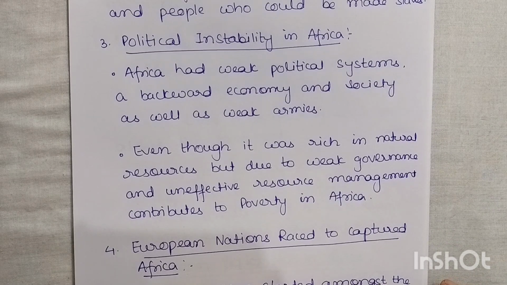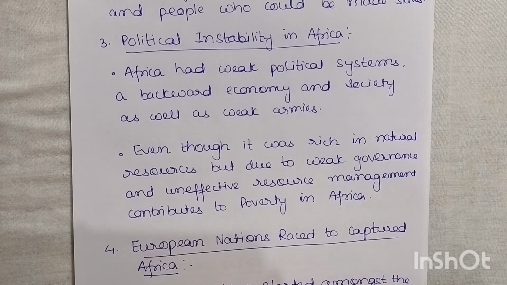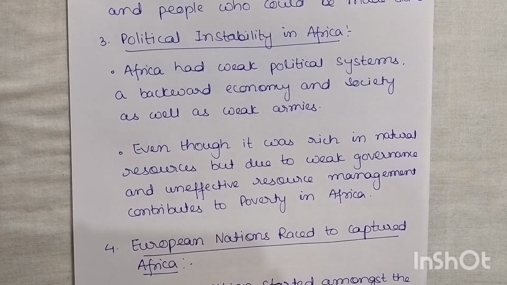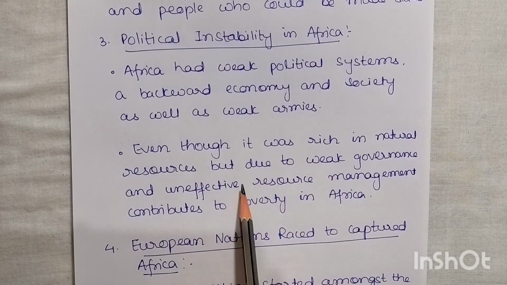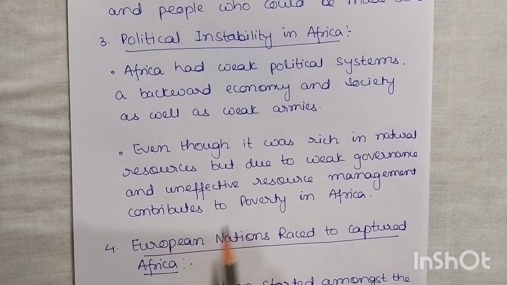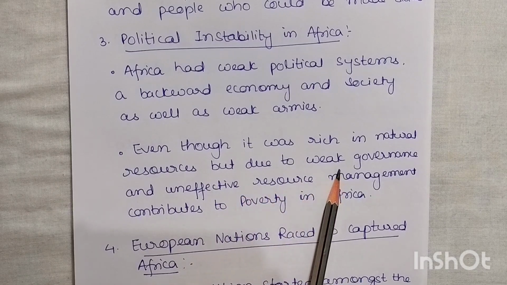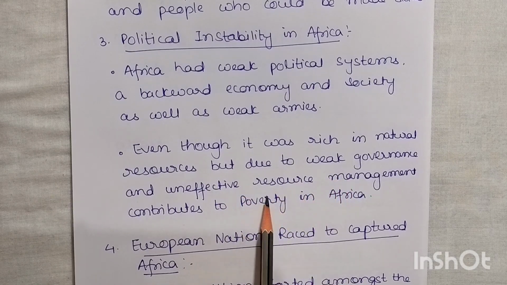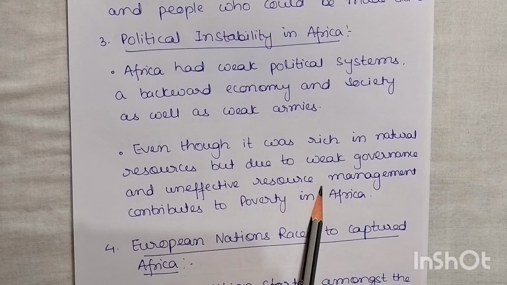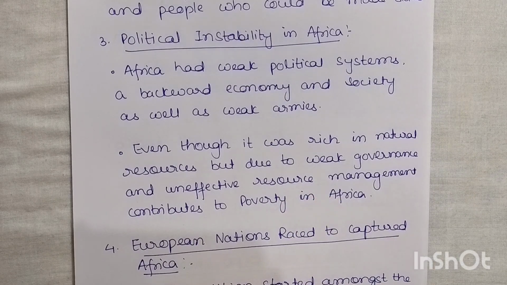The economy and society were also very backward, and a very weak army was also there. If someone invaded, they might not be able to fight properly. So even though Africa was rich in natural resources, weak governance and ineffective resource management contributed to poverty in Africa. They have good natural resources, but the government was inefficient and resource management was ineffective. It means no proper optimization of the resource.